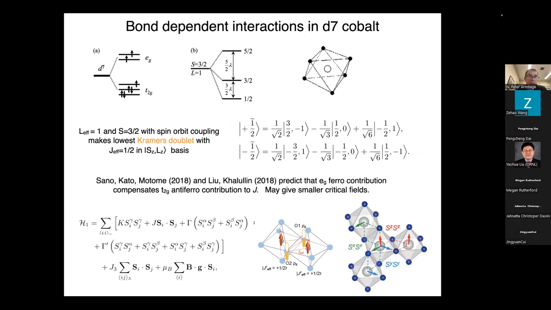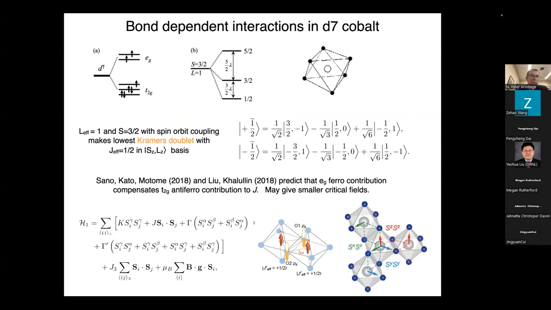d7 compounds, again split by the octahedral field, you can show that the combination of spin-orbit coupling and crystal field splittings gives you an L equals 1 orbital. And then this high spin configuration of S equals 3/2 combines together with spin-orbit coupling to give you a lowest Kramers doublet, which is an effective pseudo spin 1/2. Complicated wave functions, as I've written down right here.